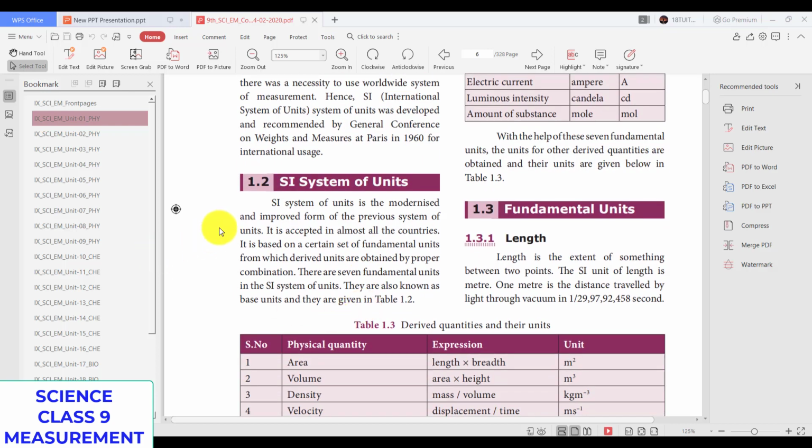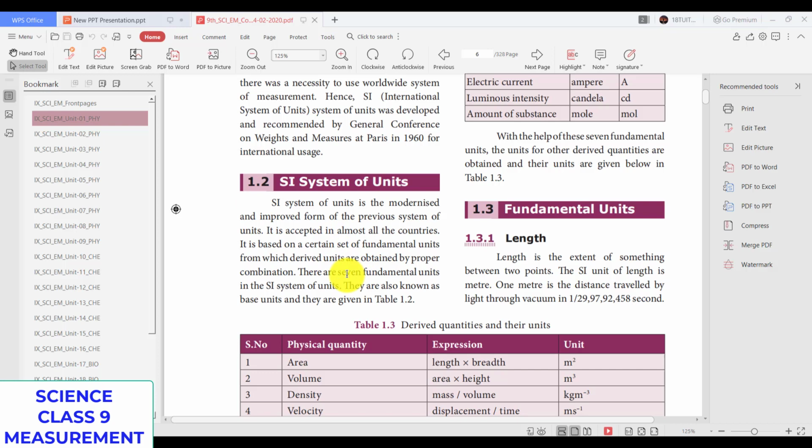Now coming to the SI System of Units. SI system, we know, System International or International System of Units, whatever way you may call it. The SI system of units is the modified and improved form of the previous system of units. Okay, it is accepted in almost all the countries. All over the world, we are using the SI system of units.